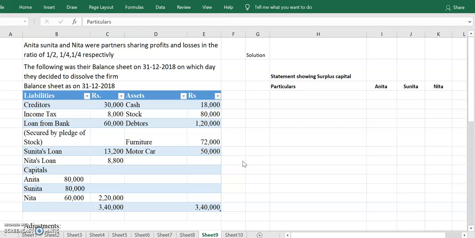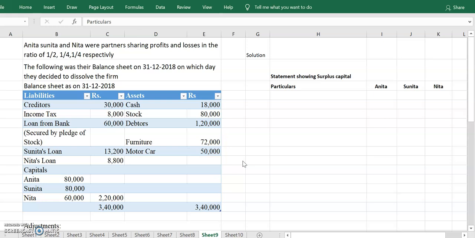Balance sheet as on 31st 12 2018. There are the liabilities and there are the assets. There is a particular format of assets and liabilities given to you. According to this, creditors, income tax, and loan from bank, with a pledge given for the loan from bank. So you can say it is a secured loan. The loan from bank has security related to the stock.